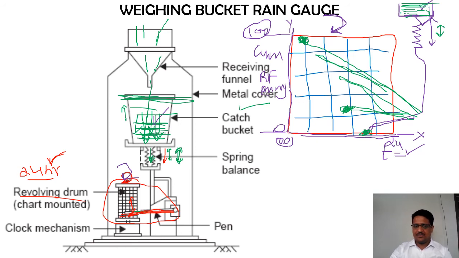So what is happening: when this container is empty, the spring length is more, so that's why this pen is marking at the bottom. As and when the water starts to collect in this container, the spring reduces in length. The same deflection is transferred through this pen, which makes it move in the upward direction. At that point of time, you will get various points on the graph.